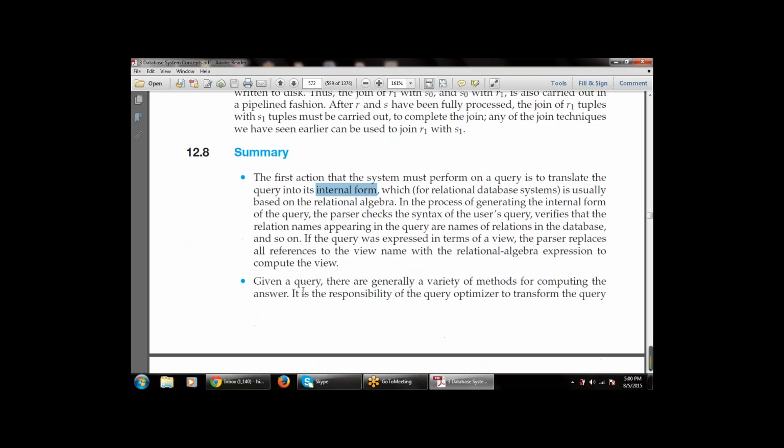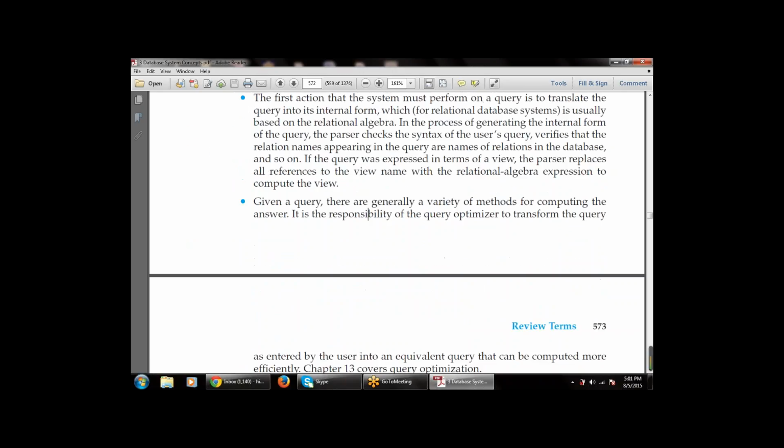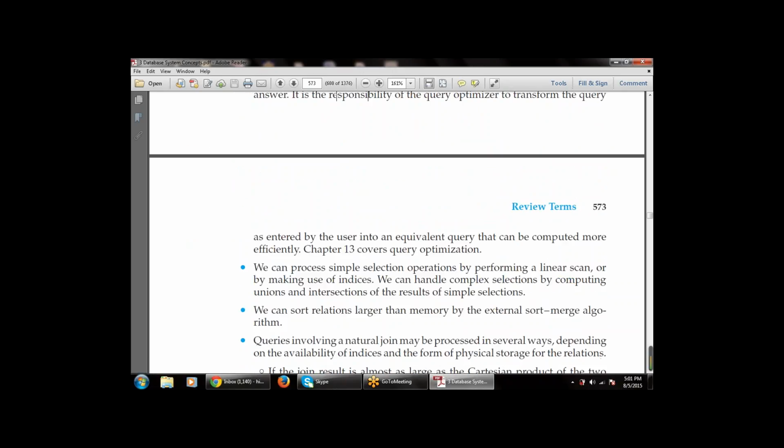The next point: given a query, there are generally a variety of methods for computing the answer. It is the responsibility of the query optimizer to transform the query as entered by the user into an equivalent query that can be computed more efficiently.